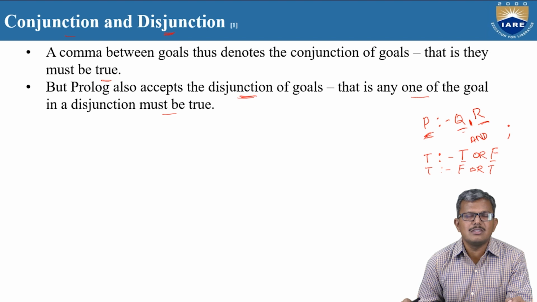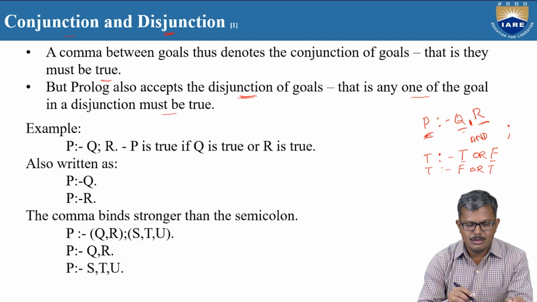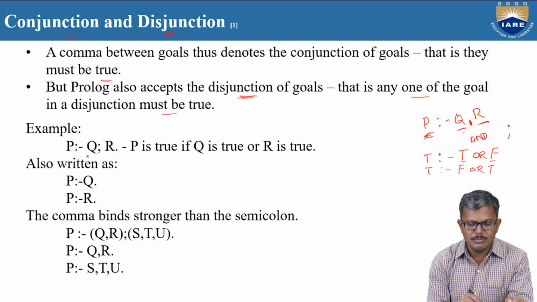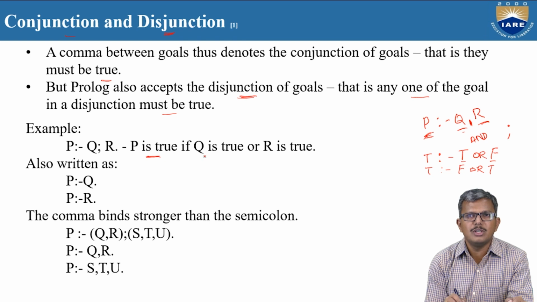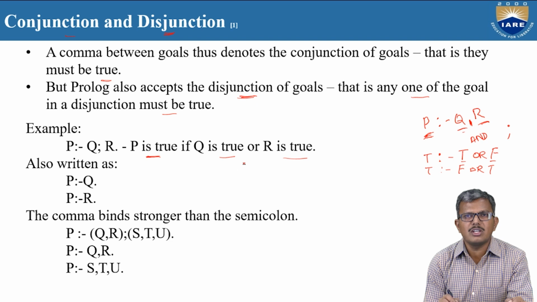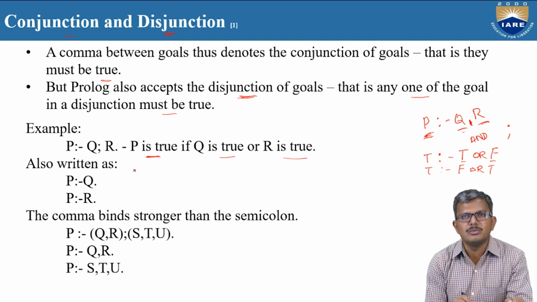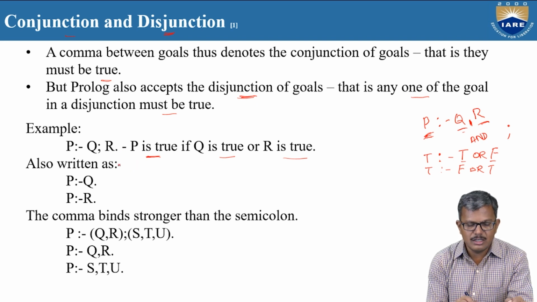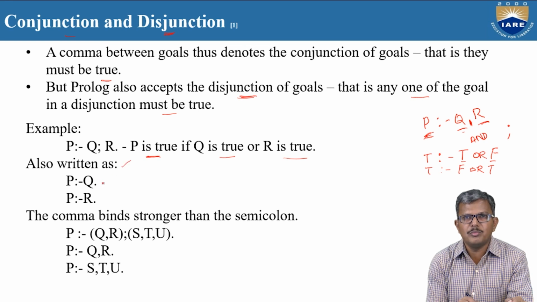We will see some examples and understand how this disjunction can be used. Let us see the first example: P if Q semicolon R. What does it mean? P is true when Q is true or R is true. It's not necessary that both Q and R should be true. We can also write it in another way, with Q and R separate, but there is still no problem.